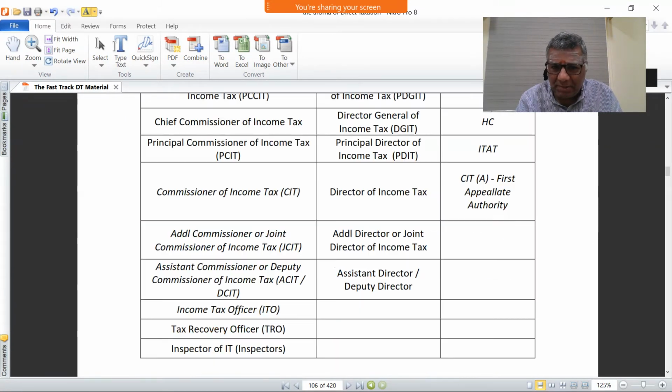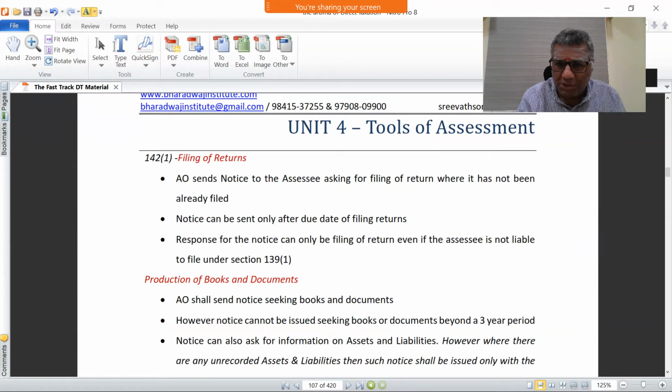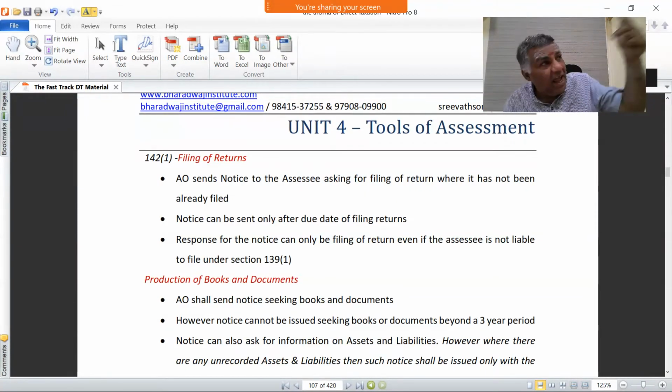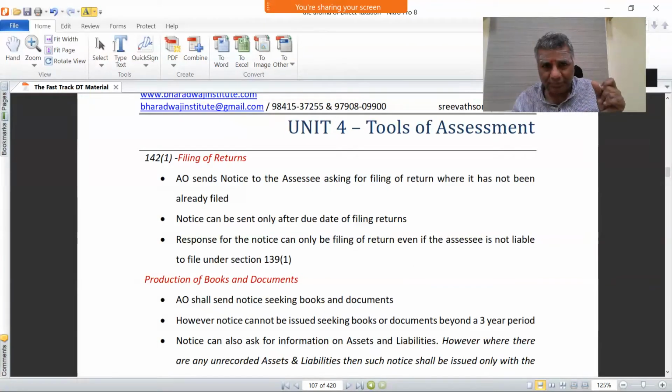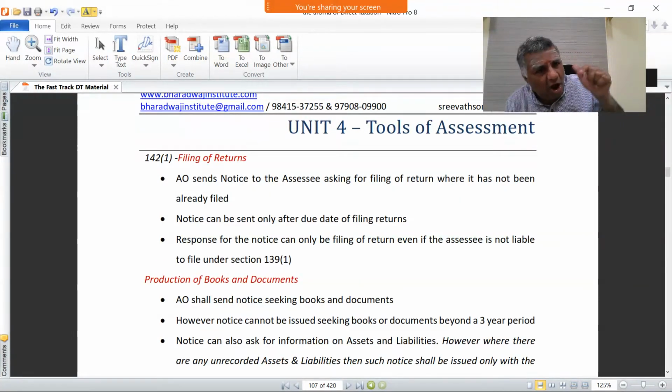Remembering all these things, I'll come to the authority chart later. I go to, as I told you, tools of assessment. All of us listen. Tools, assessment, process. Tools of assessment. Totally 6 processes, which are going to be for all assessments. 3 are internal processes, 3 are external.